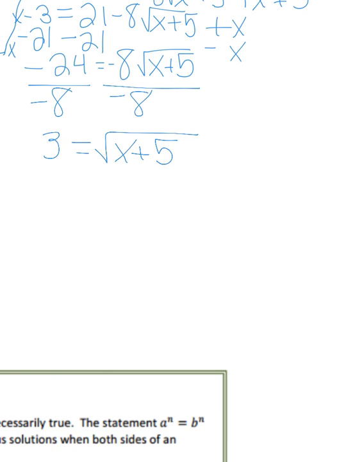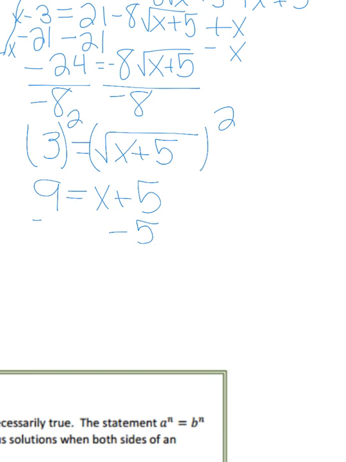And your last step is to eliminate that radical. Eliminate the radical by squaring both sides. So you get 9 is equal to x plus 5. And you should be able to solve this one quickly. Subtract 5, subtract 5. So you get 4 is equal to x.